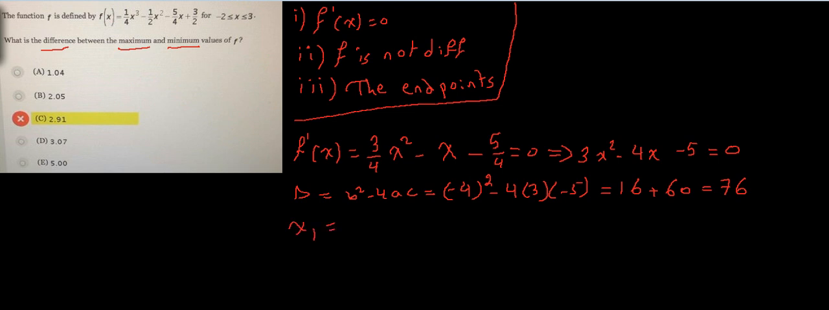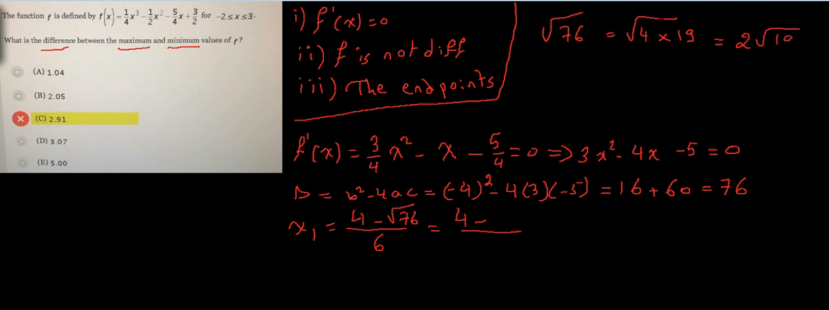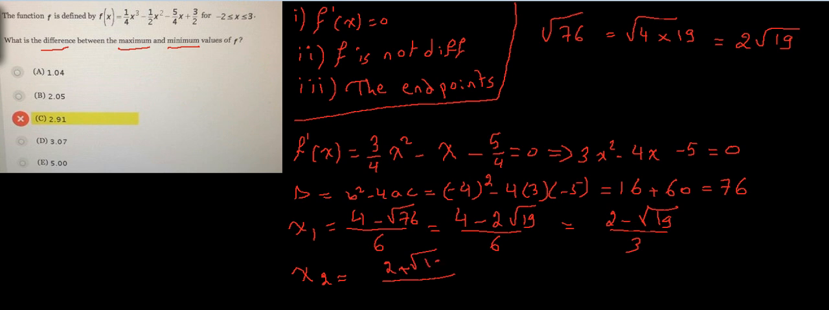One of the x values we need is one of the roots where the derivative of the function is equal to 0. It's minus b, which is minus of minus 4, so 4, minus radical delta, which is radical 76, over 2 times a, and a is 3, so over 6. What is radical 76? Radical 76 is radical 4 times 19, so the answer is 2 radical 19. So it's 4 minus 2 radical 19 divided by 6, and taking 2 common, that will be 2 minus radical 19, and dividing by 6 down, it will be 3. And the other root will be x2, which is equal to 2 plus radical 19 over 3.